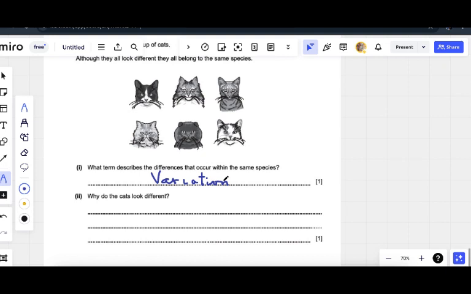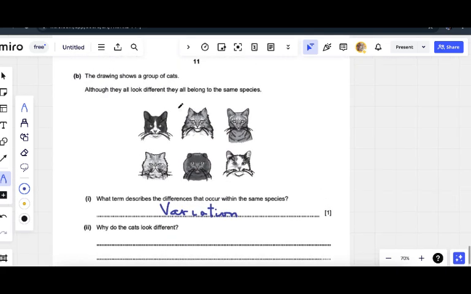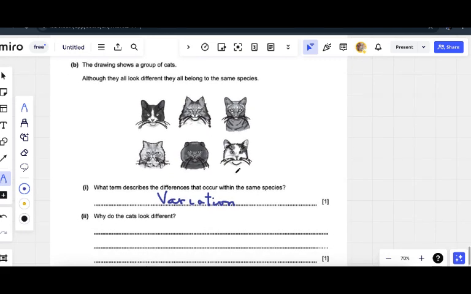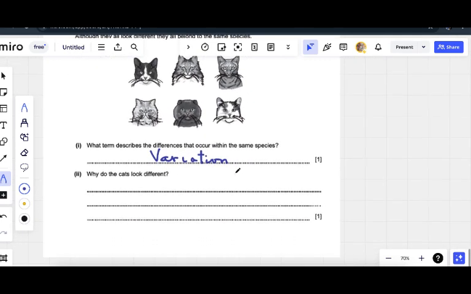Why do the cats look different? It depends on 2 factors. One depends on the environment. It's just like the example I gave, like twins, in this video for this topic.